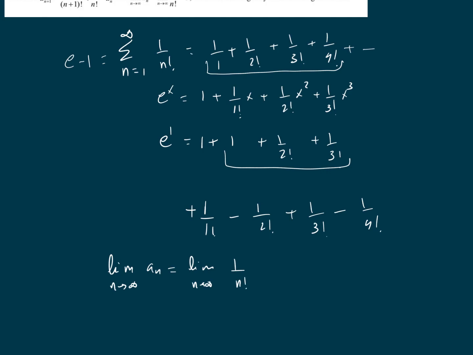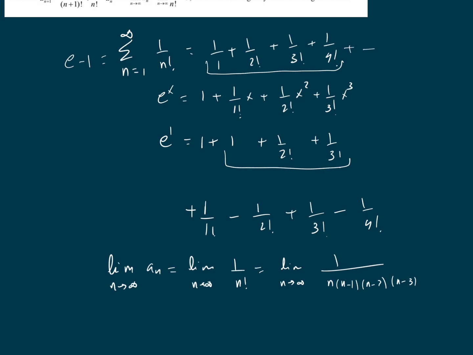When n goes to infinity, this is the limit when n goes to infinity of 1 divided by n times n minus 1 times n minus 2 times n minus 3, etc. When n goes to infinity, 1 divided by n goes to 0. 1 divided by n minus 1 goes to 0.